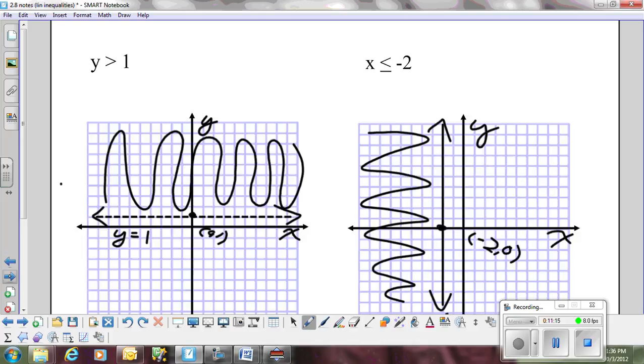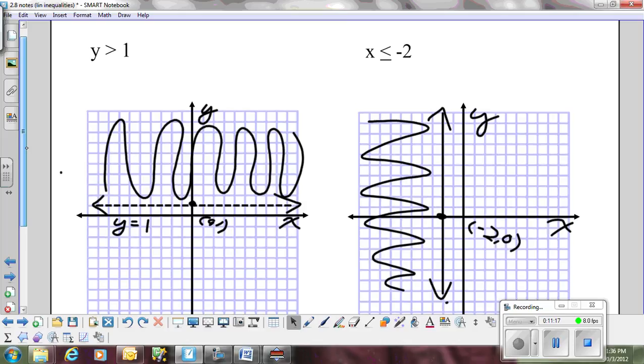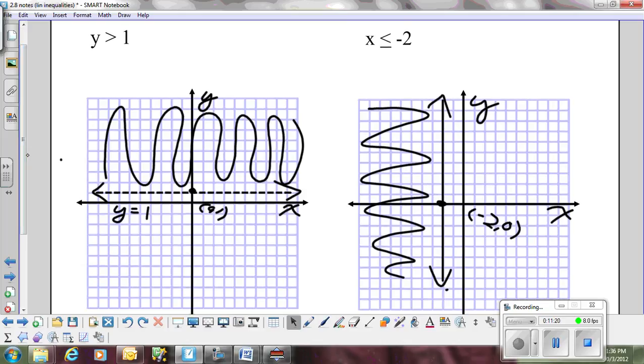Question 6. These I actually already have done for you. Let's just look at them. When I have y greater than 1, consider the equation y equals 1, which gives me what kind of line? Horizontal. Now, if it's greater than, I make this with a dotted line. It goes through the point (0, 1), or it could be (2, 1), or (7, 1), or anything that has a 1 for my y.